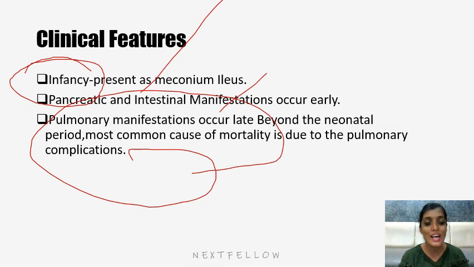So the characteristic feature you have to remember is meconium ileus. The systems affected mostly are the pancreas, intestines, and pulmonary manifestations also. Death is usually due to pulmonary complications.